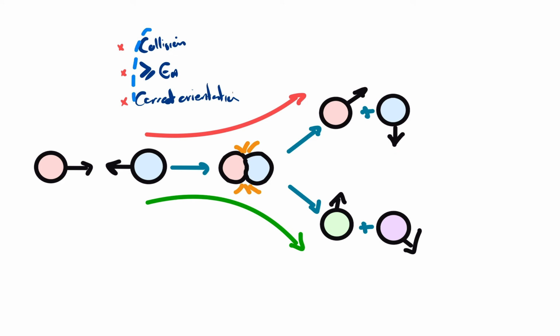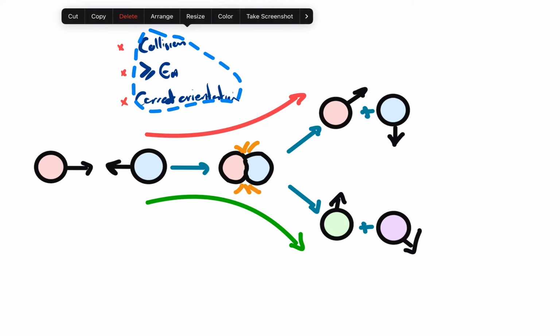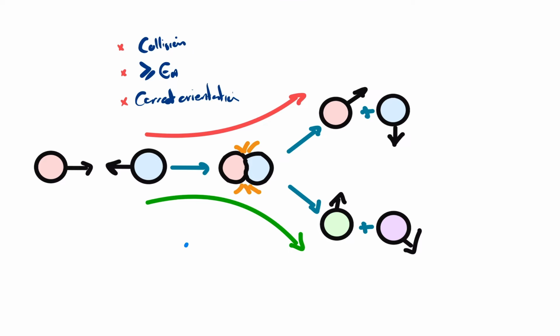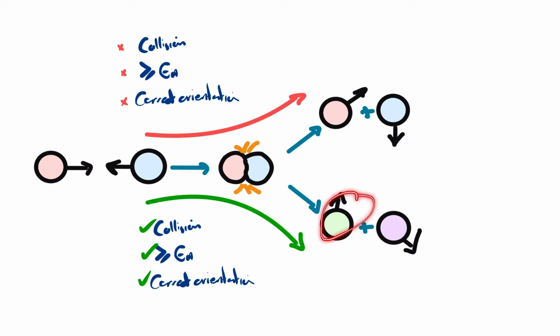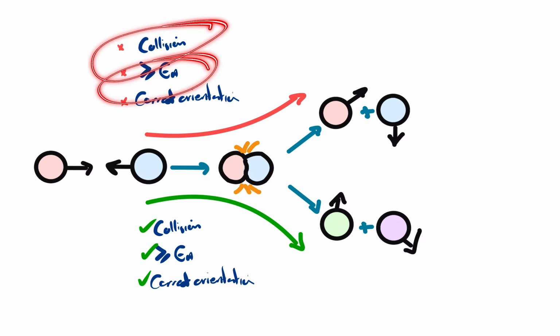If, however, all three of these things happen, at that point we do get a reaction, right? So that's what happens here. Again, everything's happened. We've got our collision, new products have been formed, and again it's any one of these. If any one of these doesn't happen, we're in trouble. Now let's look into the factors.